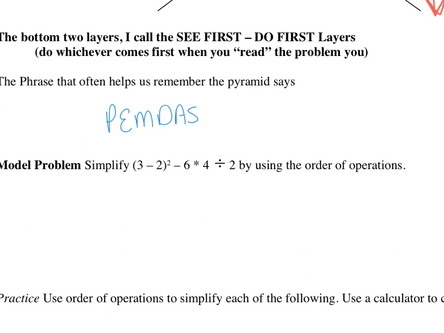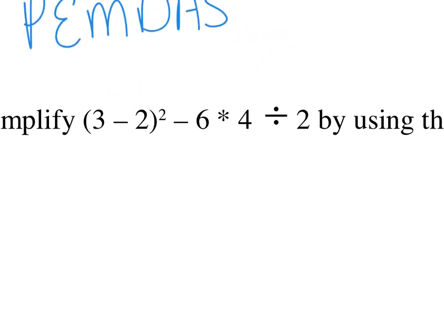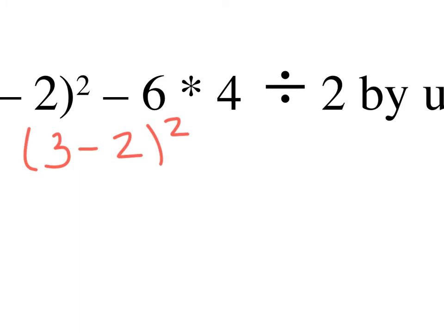Okay, so now here comes our model problem. Simplify 3 minus 2 squared minus 6 times 4 divided by 2 by using the order of operations. The first thing I do whenever I do these questions is I actually write out PEMDAS to the left. So I'm going to rewrite PEMDAS just like this. And then I'm going to rewrite the question. So I'm going to do 3 minus 2 squared minus 6 times 4 divided by 2.